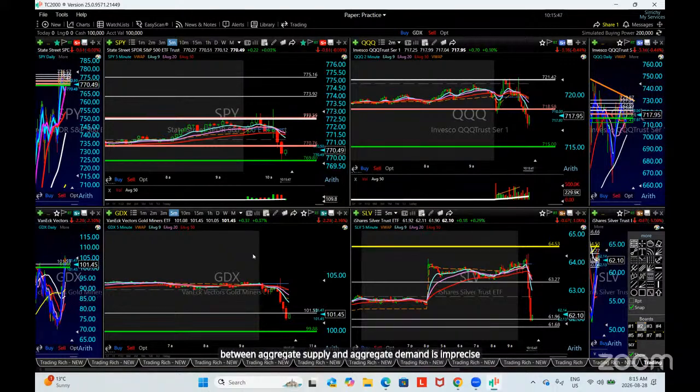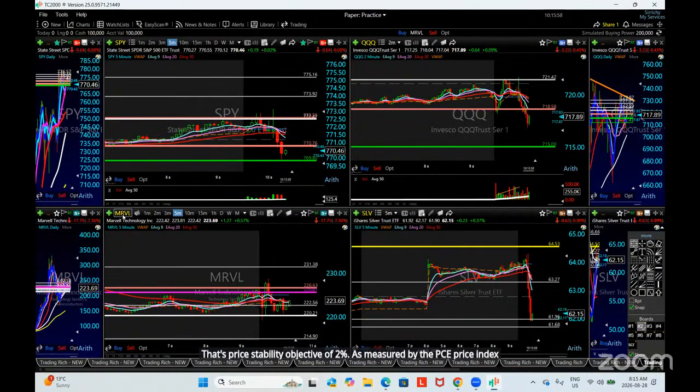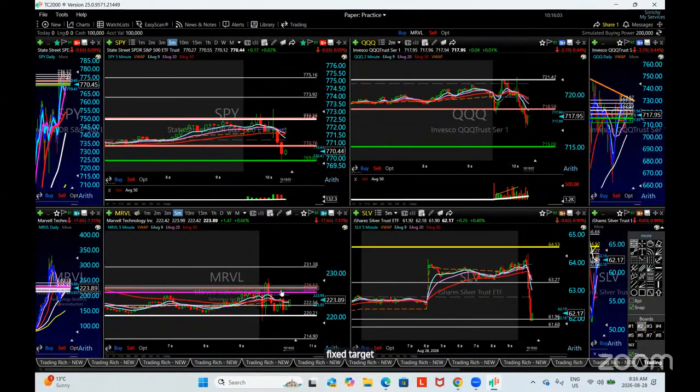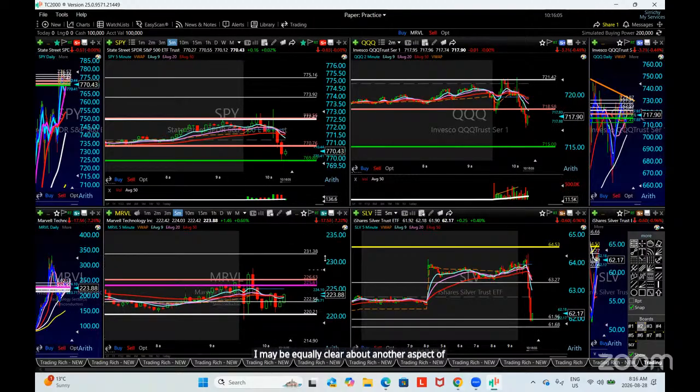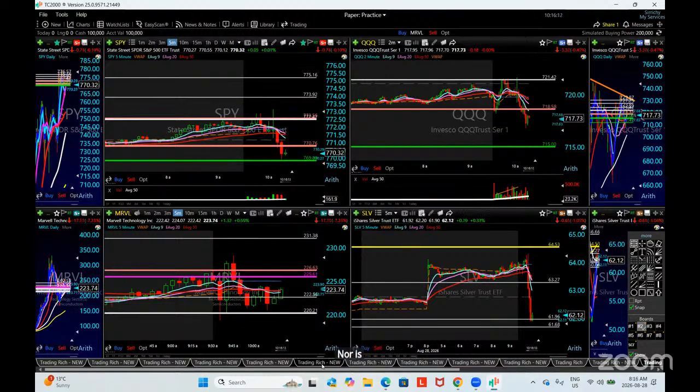Third principle, there should be no misunderstanding. The Fed's price stability objective of 2%, as measured by the PCE price index, is a firm, fixed target. Let me be equally clear about another aspect of this objective. Price stability is not self-executing, nor is inflation necessarily reverting. It's the Fed's job to deliver stable prices, no excuses.